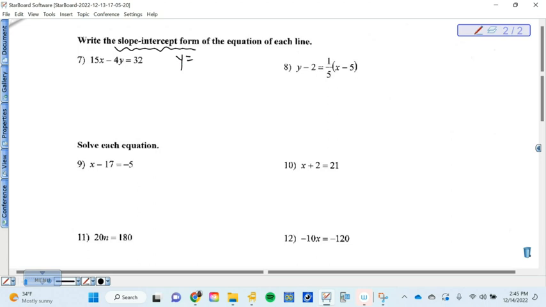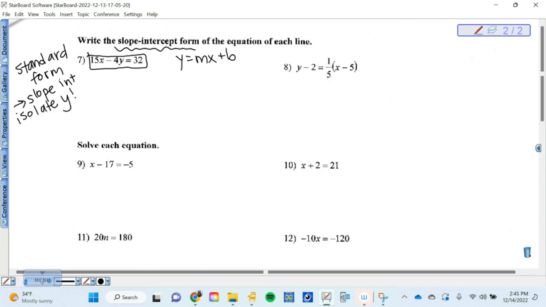Slope-intercept form is y equals mx plus b. Good. What form is this in? Number 7. Yeah, this is standard form. Does anyone remember how we go from standard form to slope-intercept form? Yes, isolate the y. Isolate y. So I'm going to get the y all by itself.